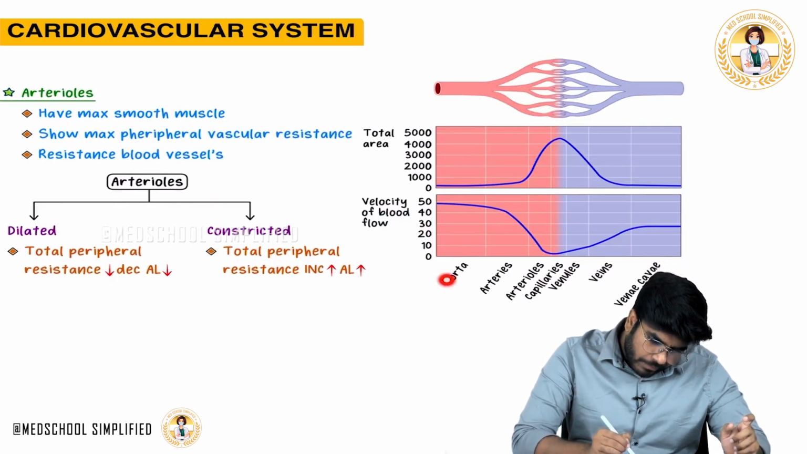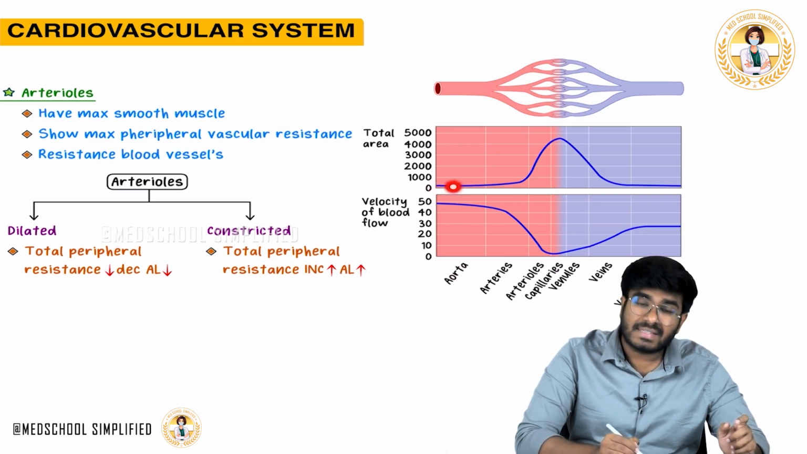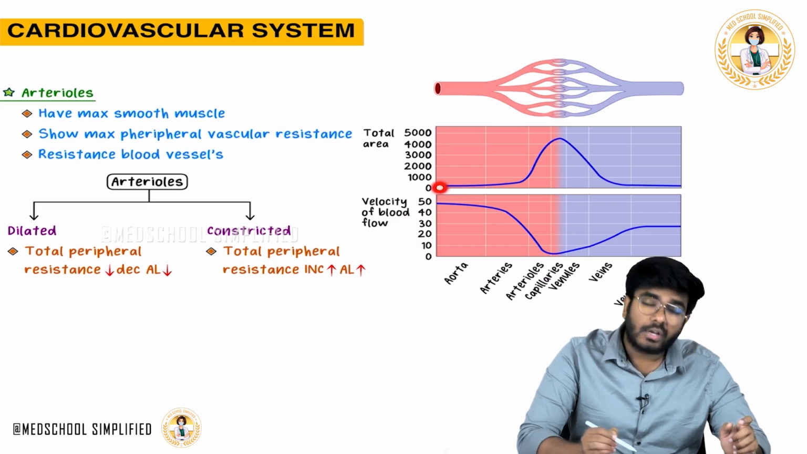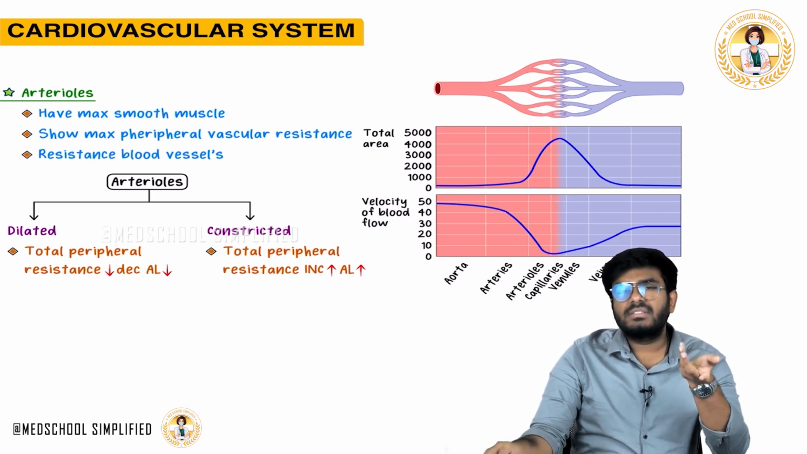See, the aorta is having the least cross-sectional area. Here in this graph I am showing the cross-sectional area. The cross-sectional area of the aorta is least. But what about the velocity? Velocity is more. In the other vessels the velocity is decreasing, but in the aorta the velocity is more. And the cross-sectional area is less. So think something like this.